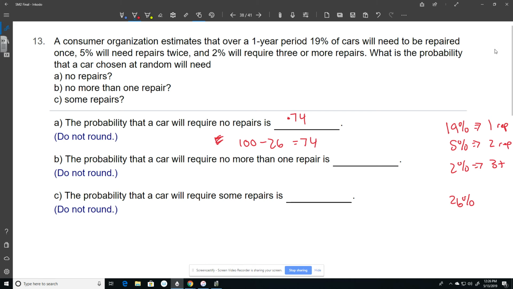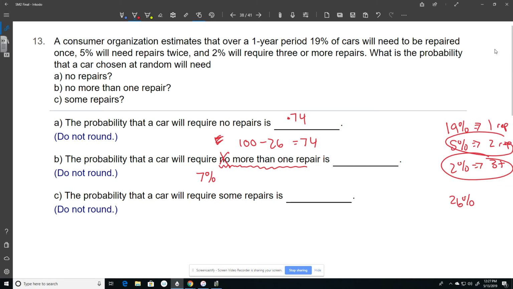Part B, I think, is the tricky one. What's the probability that a car will require no more than 1 repair? No more than 1 is kind of a mouthful. So let's ignore the no for just a minute. What's the chance that a car requires more than 1 repair? Well, these cars require 2 repairs. That's more than 1. These cars require 3 repairs. That's more than 1. Together, that's 7%. So 7% do require more than 1.